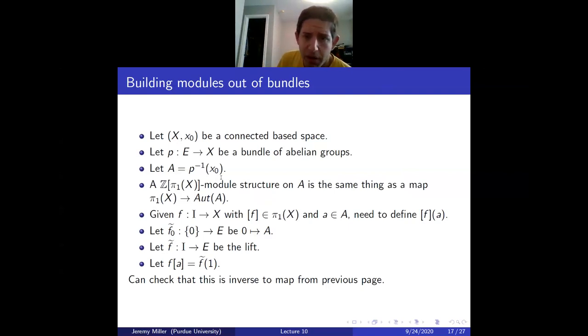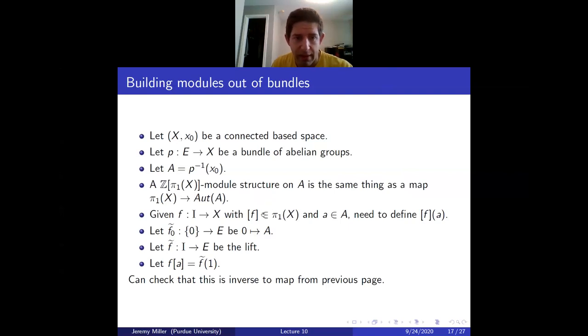And then a Z[π1(X)] module structure on A is the same thing as a representation of π1(X). So we want to map from π1(X) to the set of Z-module automorphisms of A, which is the same thing as abelian group automorphisms of A. Just a quick reminder, abelian groups and Z-modules are the same thing. Okay, so I need to tell you, how does an element of the fundamental group act on the fiber?